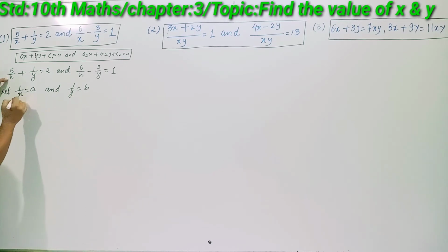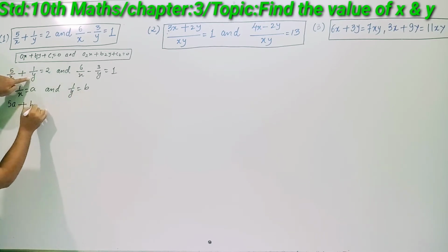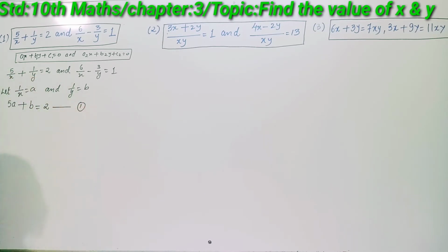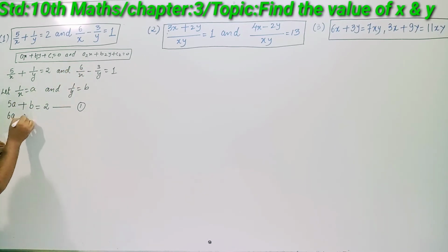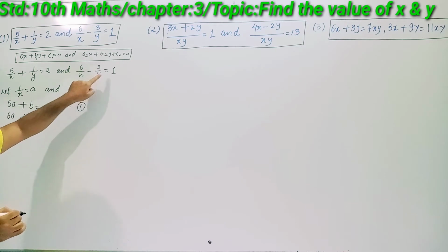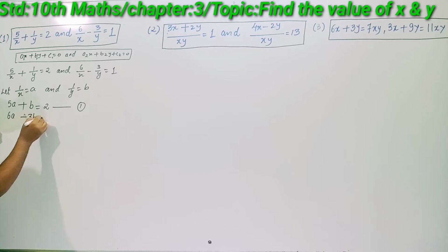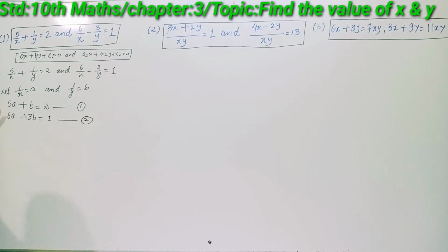So here we can write 5 into 1 upon x means a, plus 1 upon y means b, is equal to 2. Consider this equation 1. Similarly, 6 upon x, so there will be 6a, minus 3 upon y, so there will be minus 3b, is equal to 1. This is equation 2.